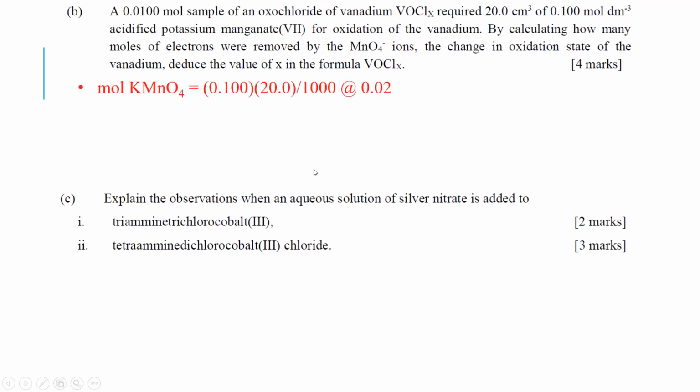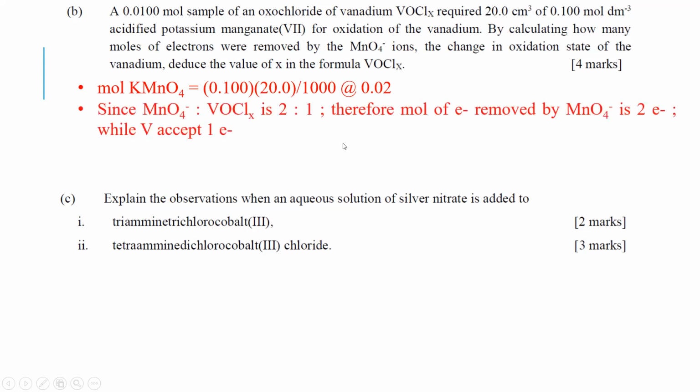Okay, so in here, you have to first calculate the mole of the KMnO4. So you use MV over 1000, so 0.100 times 20.0 divided by 1000, you get 0.002. And then since the ratio of the MnO4 minus to the VOClX is 2 to 1, you can see in here 0.01 mole. So 0.02 to 0.01 is 2 to 1. Therefore, the mole of electrons removed by MnO4 minus is 2. It is a cross reaction in here. So in another word, you remove 2 mole of electrons while vanadium accepts 1 mole of electrons in here.